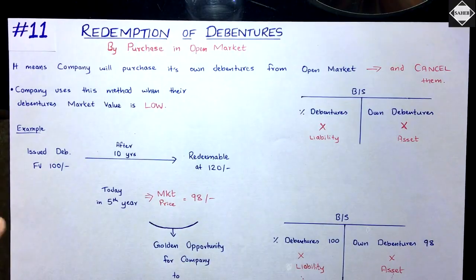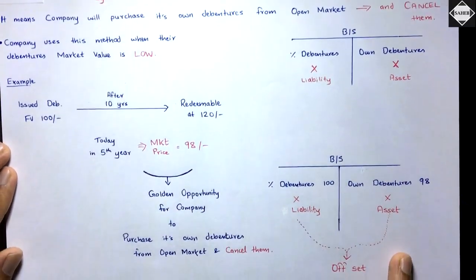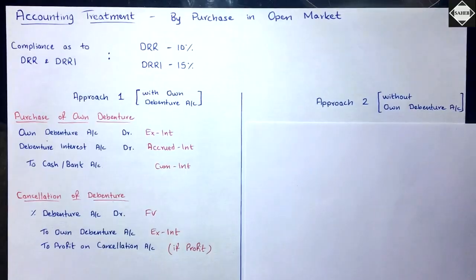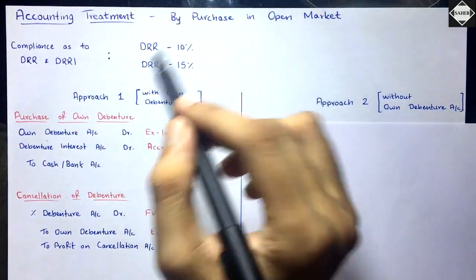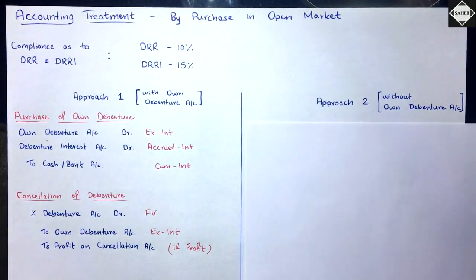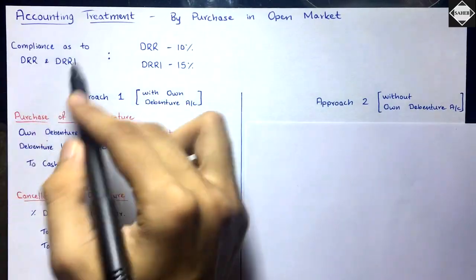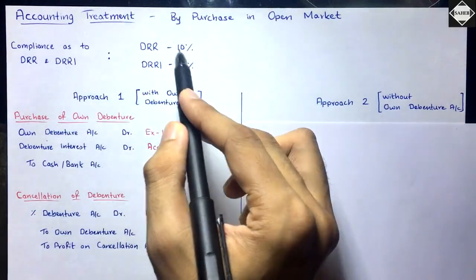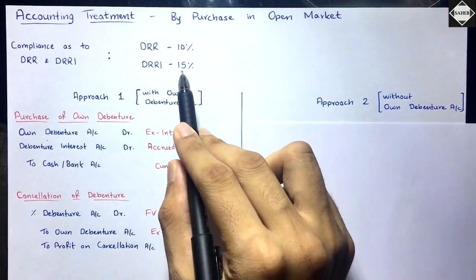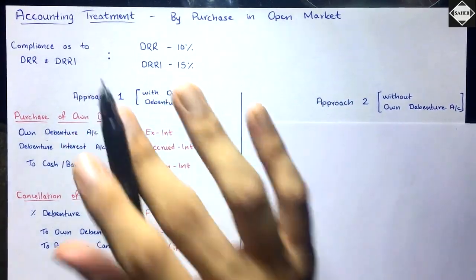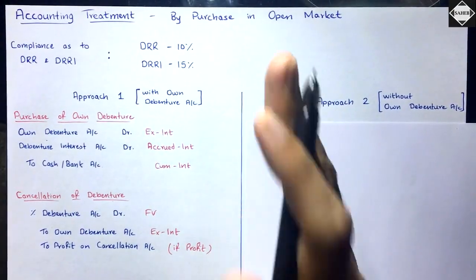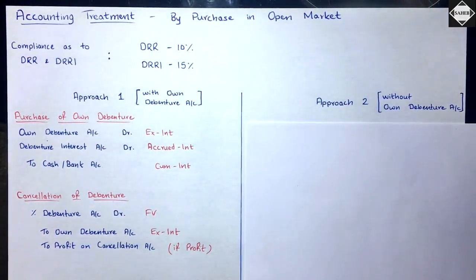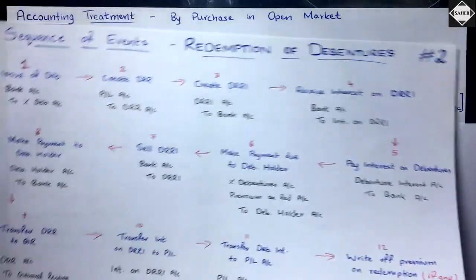Yep. So now let's move on to the accounting treatment of this method and let's see the journal entries. Now here we have the accounting treatment of the purchase in open market method. First, let's talk about the compliance as to DRR and DRI. See, it's very simple. You all know this. We have to create DRR 10% and DRI 15%. And we do this in the beginning only, on the very first day, as soon as the debentures are allotted, isn't it? Yes, and the entries will be the same only. It will not be different.